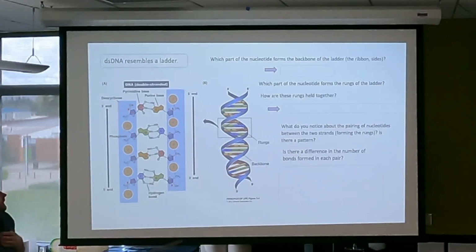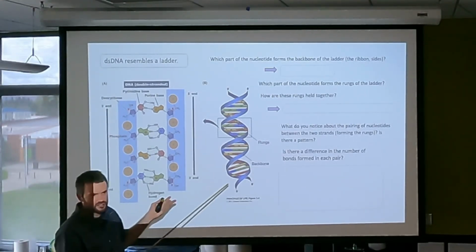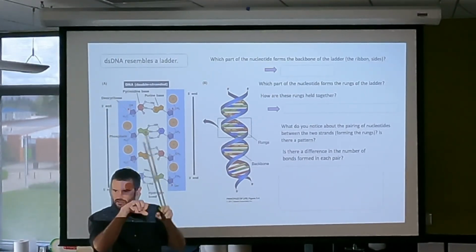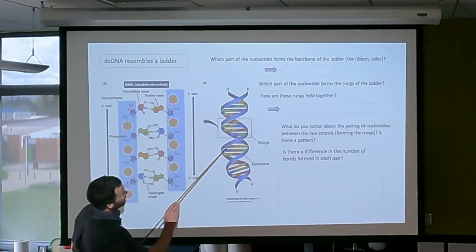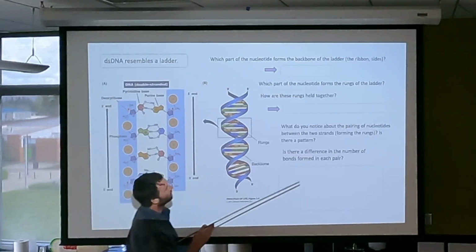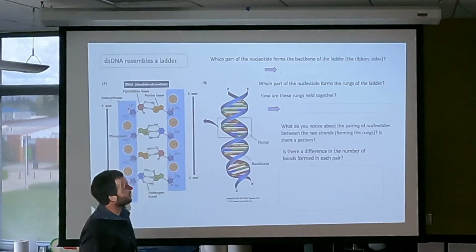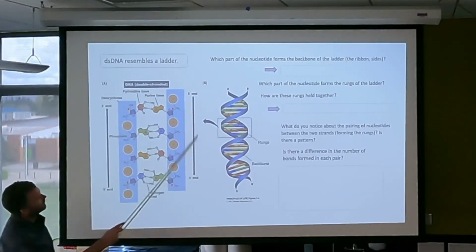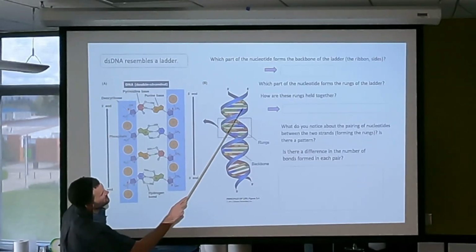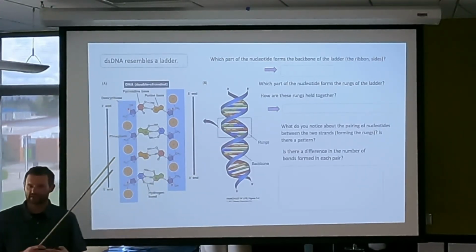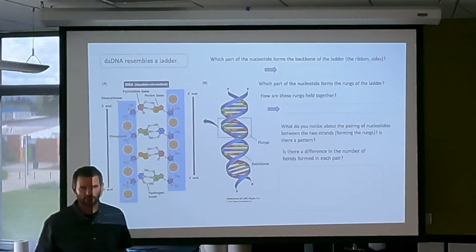All right, so let's break this down a little further. Here's our double-stranded DNA molecule, and it kind of looks like a ladder, right? Kind of a spiral staircase that you could climb up. We call this outside portion the backbone, or the ribbon, or the sides. And these portions where the bases link together, we call those the rungs. Those are the ones that you're actually climbing.